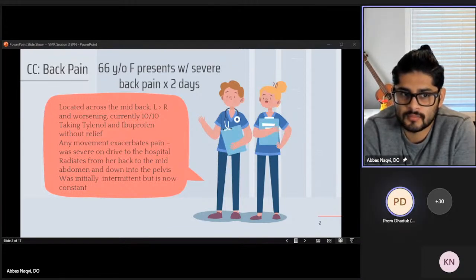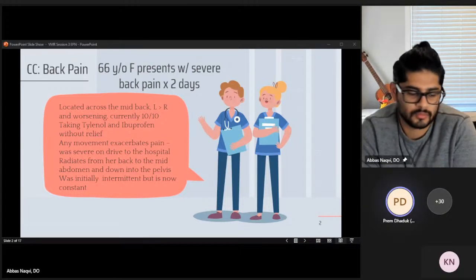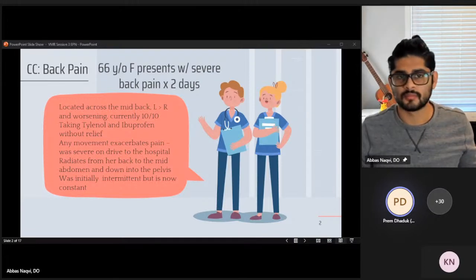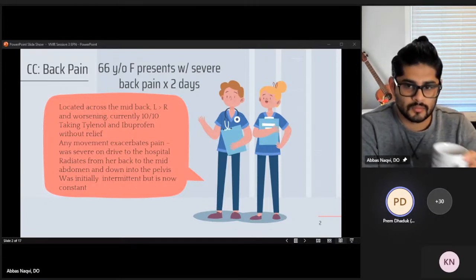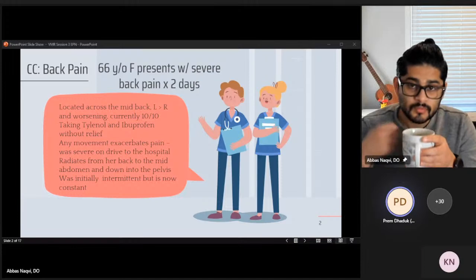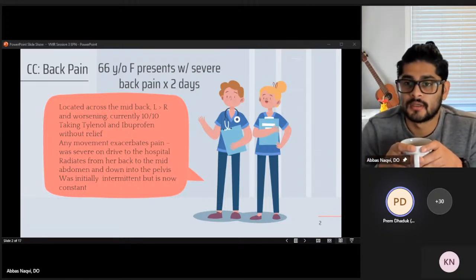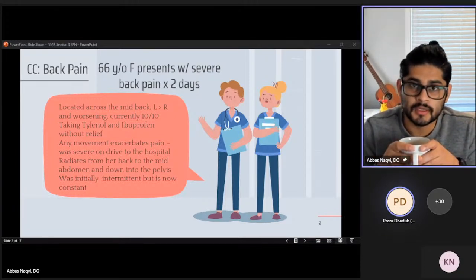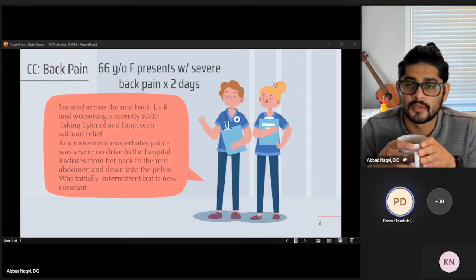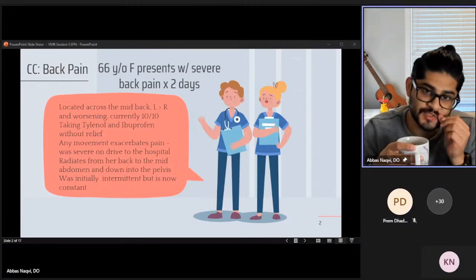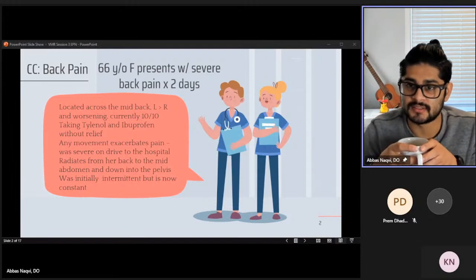So my first thought when I saw the movement exacerbating the pain and the pain radiation was a disc herniation. That's just my first thought, and the first thing that I would want to rule out with an MRI or something like that. Yeah, so if you have a disc herniation, you can definitely have pain that radiates down.